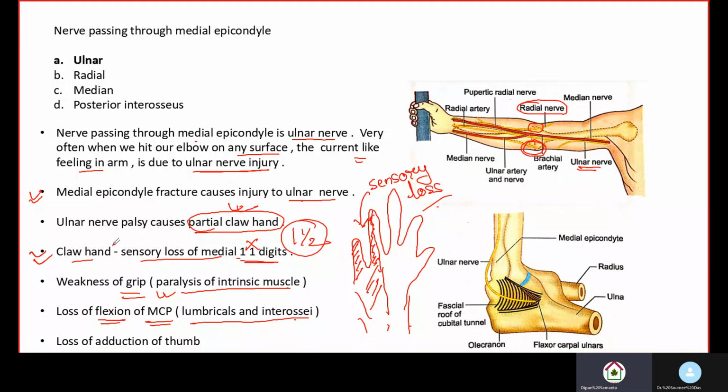So this is ulnar nerve palsy. Medial epicondyle fracture causing injury to the ulnar nerve also causes weakness of the grip, loss of MCP flexion, lumbricals and interossei, and loss of adduction of thumb. This function is also lost. But sensory loss occurs only in one little finger and half of the ring finger.